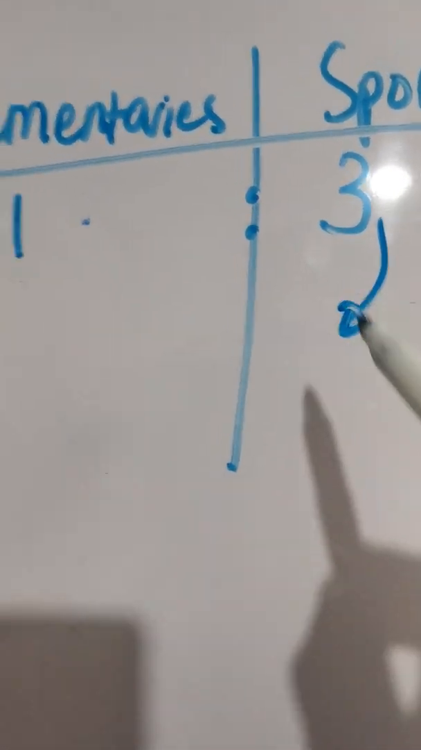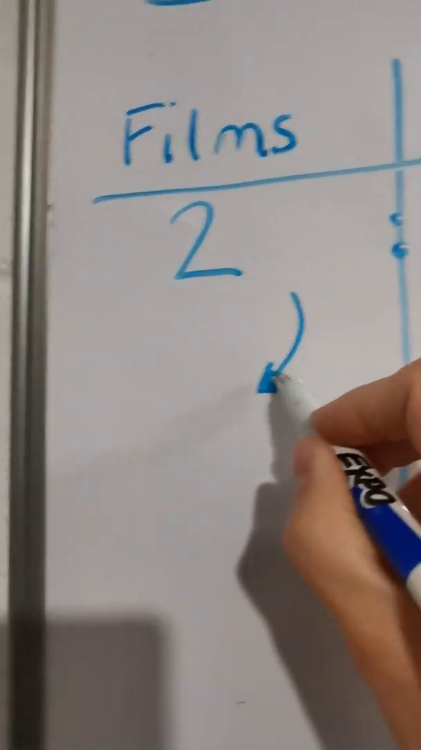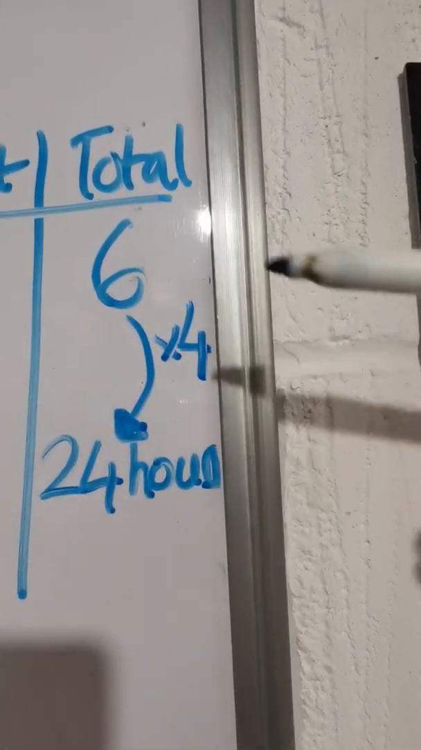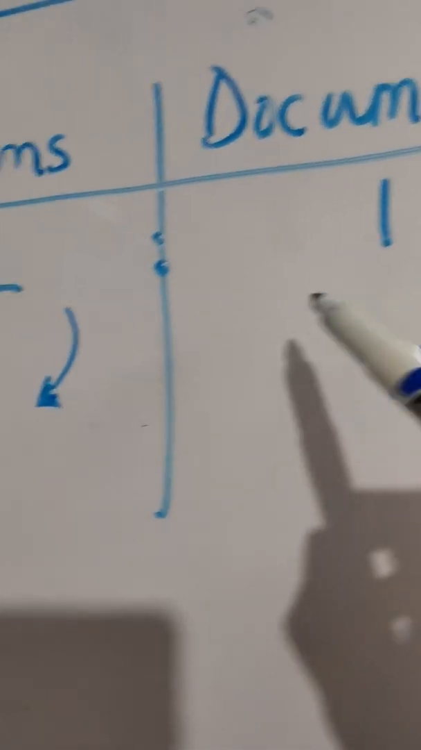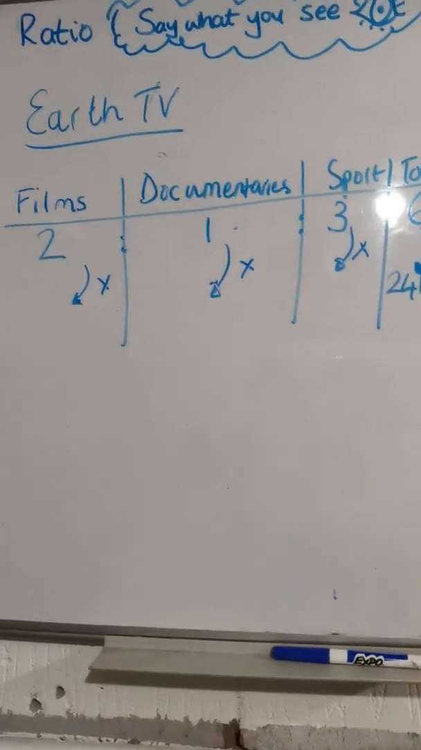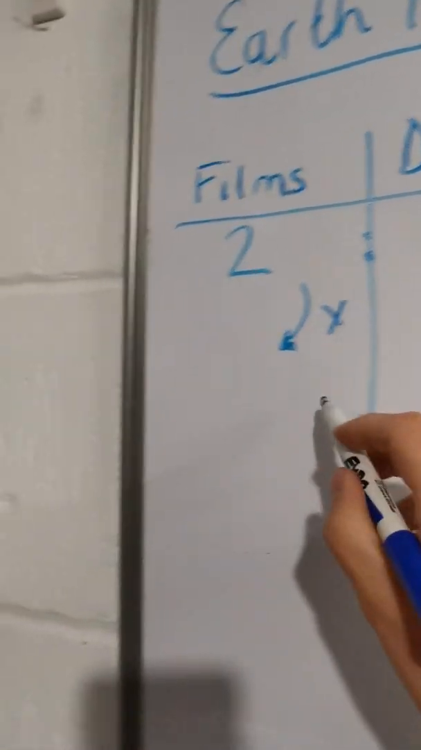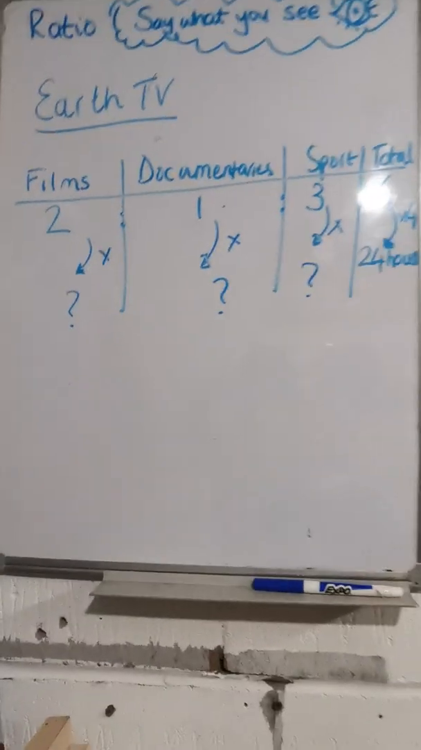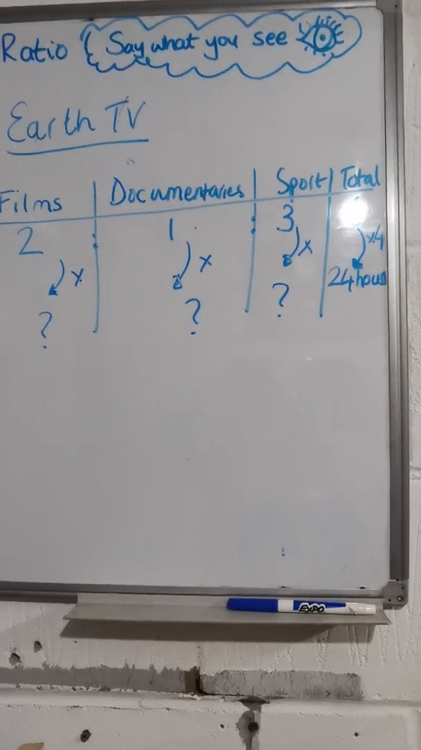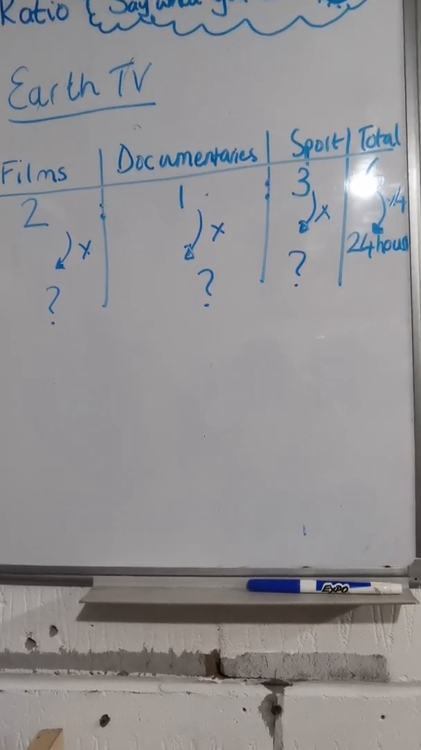So what do I now need to do for sport, documentaries and films? Well, if my total is multiplied by 4, what is the multiplying factor for each of these? When you've worked it out, can you solve how many hours of sport, documentaries and films there would be in a 24-hour day? I'm going to give you 30 seconds to work it out.